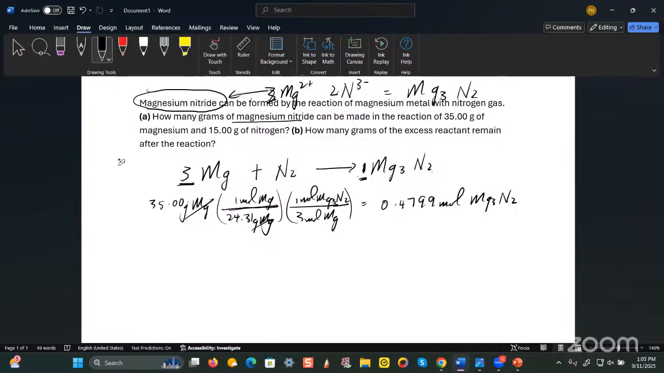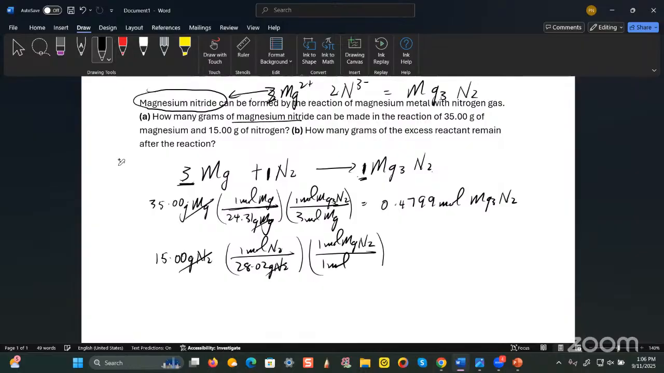I'm going to do something similar, but this time I'm going to start off with the nitrogen, 15.0 grams of N2, right? So I'm going to first convert to moles. You're going to have 1 mole of nitrogen, and then the molar mass of nitrogen is, because it's N2, 2 times 14.01, which would be 28.02 grams of nitrogen. So this will go with this, and then the next step will be the conversion factor, which relates the moles of nitrogen to the moles of the product, right? And that's a 1-to-1 mole ratio. So I'm going to put 1 mole of Mg3N2 above and 1 mole of N2 below.